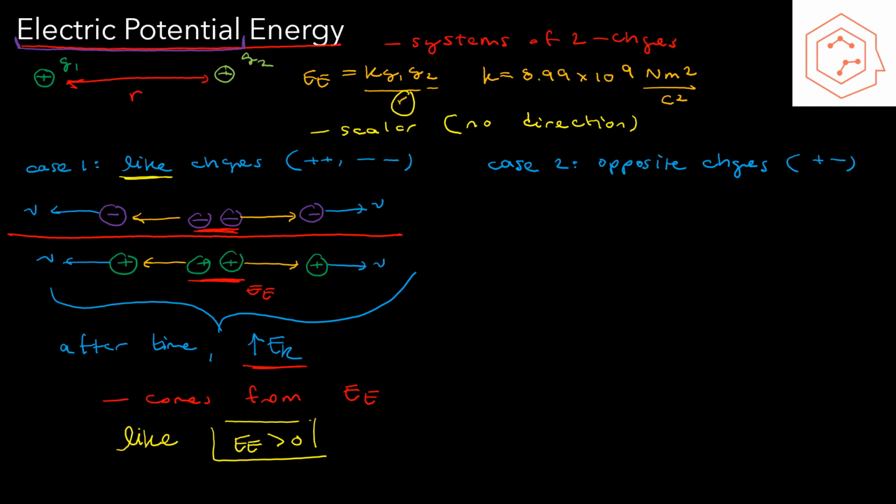If we separate them by some distance r, or some distance R1 rather, and we do the same thing, but instead we'll separate them by a distance R2, where R2 is greater than R1, then they're going to attract each other.